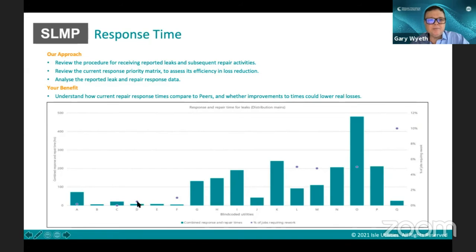But we do have some utilities in certain parts of Australia where they have drought conditions, where they basically want to be repairing their leaks in 2 hours. So they have very strict response times to make sure that if it's a priority 1 leak, it needs to be repaired within 2 hours.